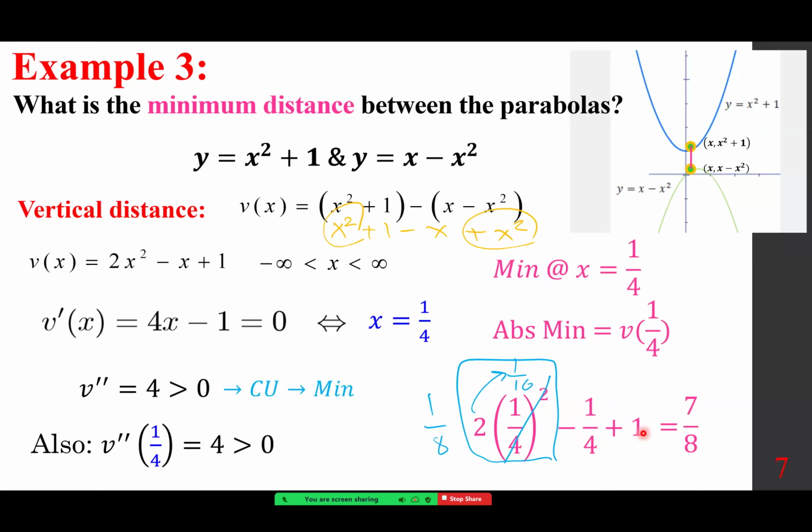By the way, if you want the exact coordinates, you put x equals 1/4 here, you find the y coordinate for this point. You put it in here, x minus x squared, you find the y coordinate for this point. Okay.